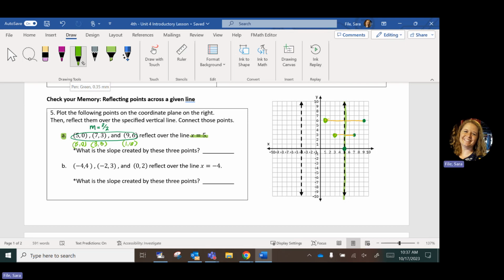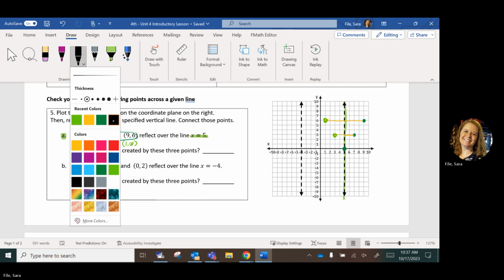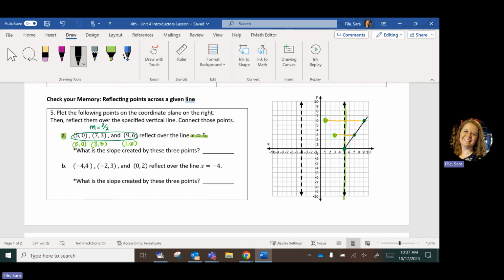Okay, now when I connect these, it makes this V shape, doesn't it? That should look familiar. We talked about in unit 2, the parent function of absolute value. We said it made that V shape. Well, this is why, because if I go an equidistance away to the left and right, if those points are reflected over, that's what creates that V shape. Okay.